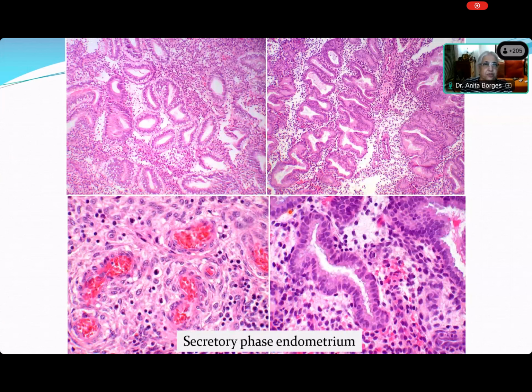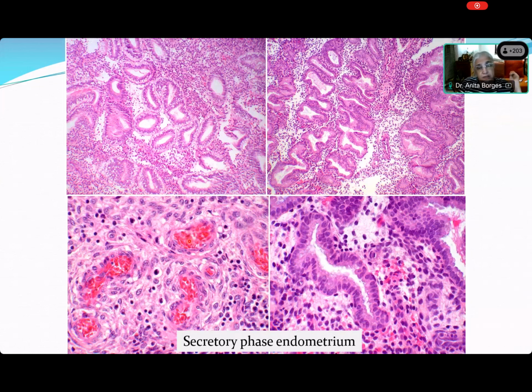And here you are. This is the secretory phase. You can see early secretory phase here with subnuclear vacuolation, where all the nuclei seem as if they are towards the luminal surface. And here you're getting even more convolutions of these glands. You see how convoluted these glands are getting. And you finally have a hallmark of a well-developed secretory phase, this structure.